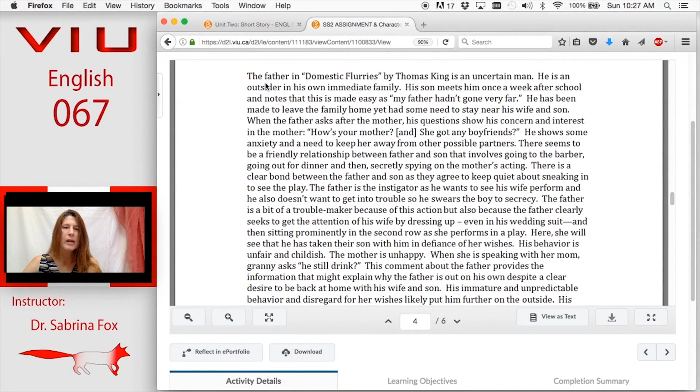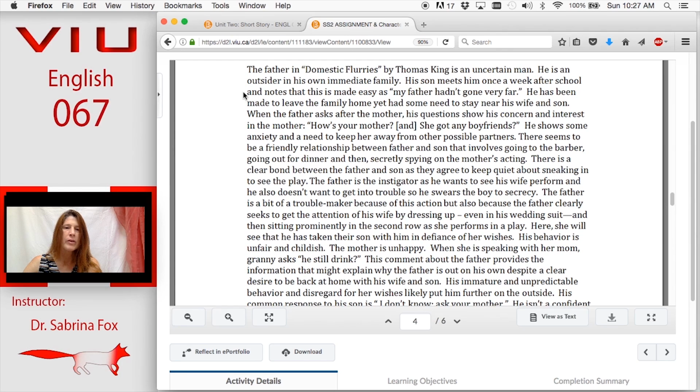So the topic sentence: the father in Domestic Flurries by Thomas King is an uncertain man. You need to introduce the title and the author, but that could be in the second sentence or the first one. So our main idea is the father is an uncertain man, and we need to present details to support that. First, he's an outsider in his own immediate family.